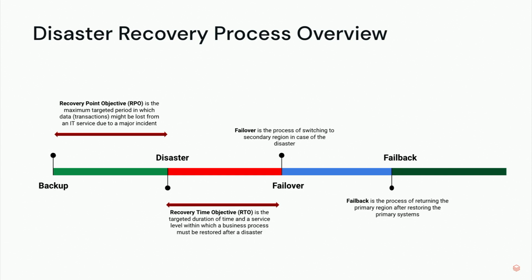And then the duration from the disaster event to the failover is represented as RTO, which is the time in which you bring your secondary environment back to life. So these are the two key factors which drive your DR strategy: how do you do the DR and how do you address it? And then we have the failback, which is once the primary is back, you move over to the primary when you want.